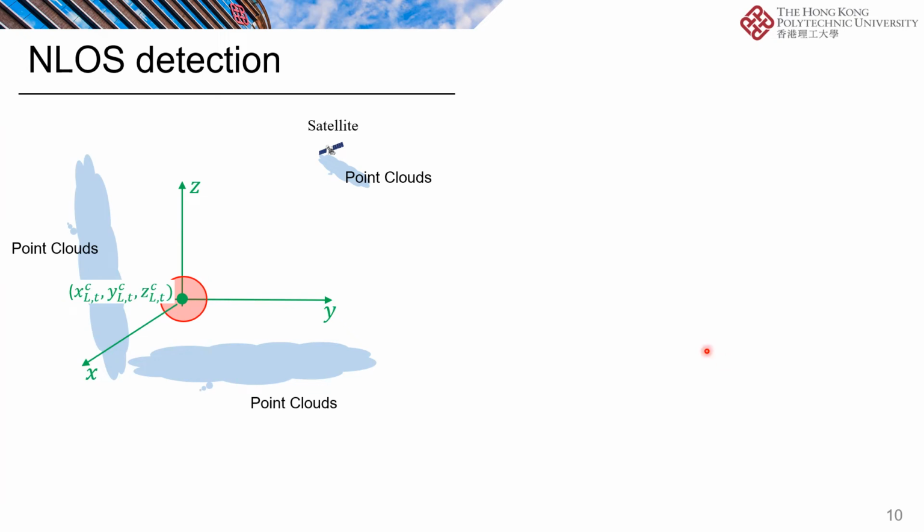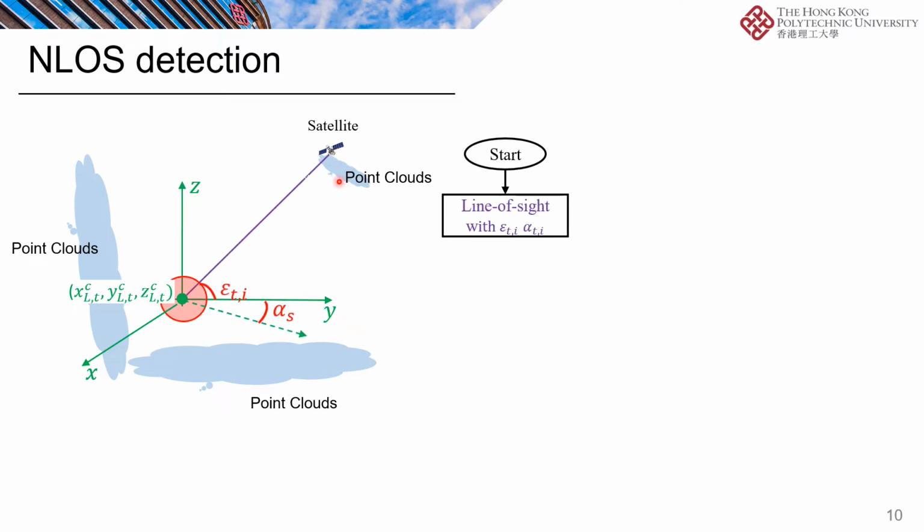On this page, the NLOS detection is presented. Here is the point cloud. The point cloud is around the receiver and the satellite. Actually, at first sight, you can see the satellite is blocked by the point cloud. But how do we detect it?